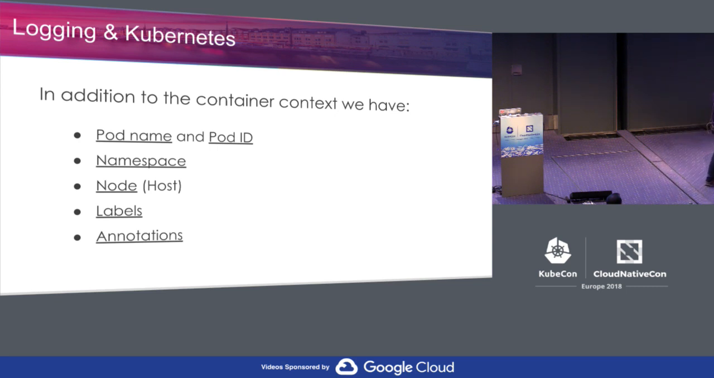For example, the pod name, which pod this belongs to, the pod ID. Because maybe you can have the same pod name but restarted like 10 times, and the pod ID will be different. The namespace that it belongs to, the node, the labels, and annotations. Do you know what the labels are? No. OK.